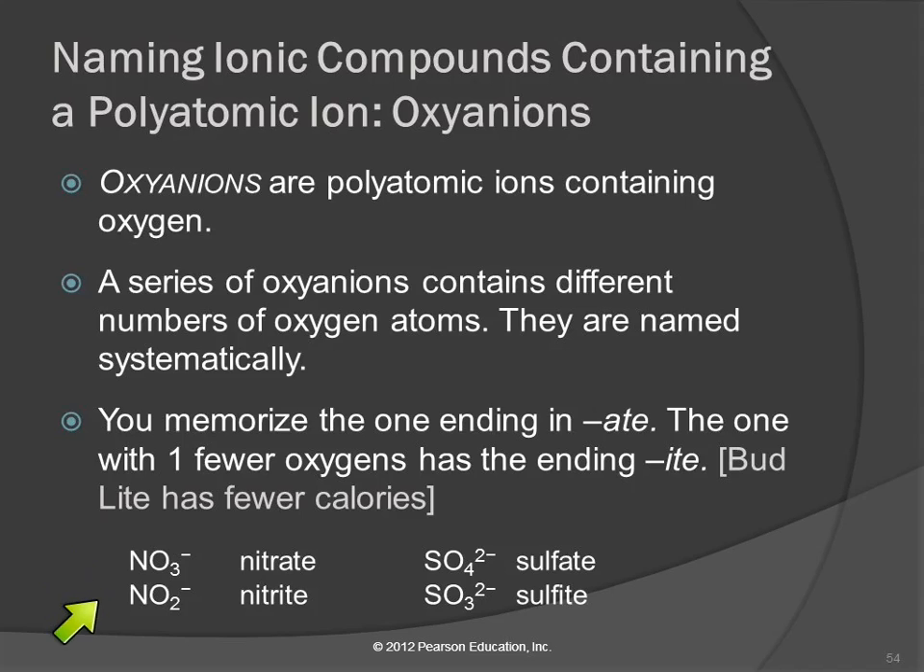Like there's Bud and there's Bud Light, and it's a third fewer calories than the regular, right? But here we're talking about oxygens. So the ite is the light version. It's one less oxygen. The charges are the same. Here's sulfate and sulfite. Same pattern. The ite has one less oxygen. The charge stays the same. You see that? So then you just memorize sulfate, and you remember the pattern, which applies to all of them, and then you're good. You're good to go.